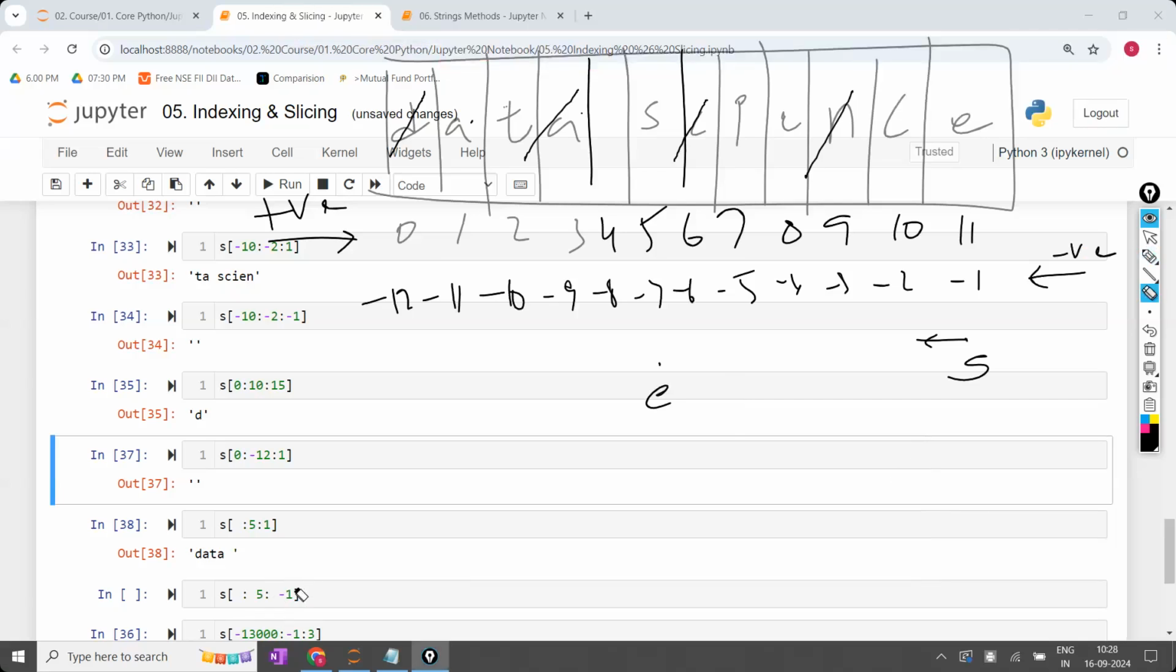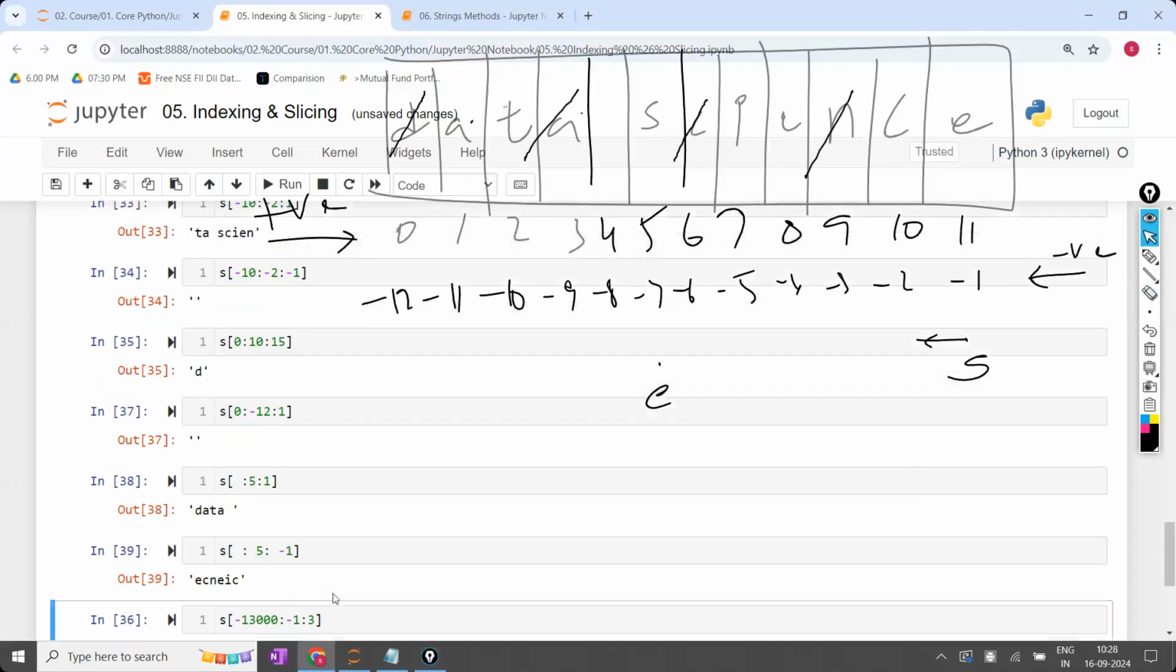The sign of your step: a plus sign in the step means positive direction. A negative sign in the step means negative direction. And you are going to get the output like this. What is the output? 11, 10, 9, sorry. That is C, N, E, I, C. Whether S will be included? No. Till E to C. Is the point clear for everyone?